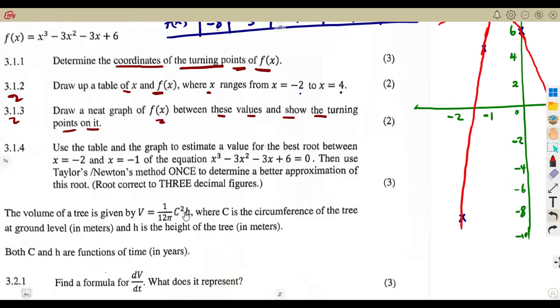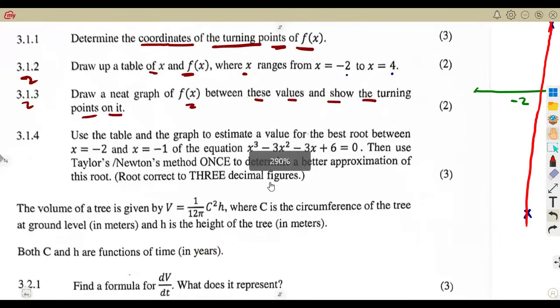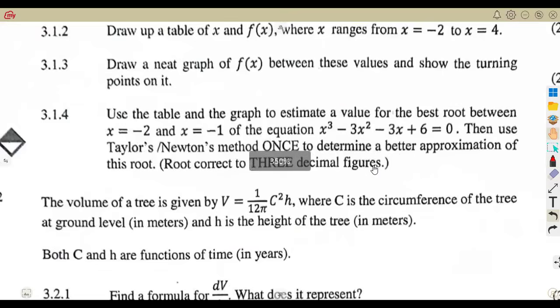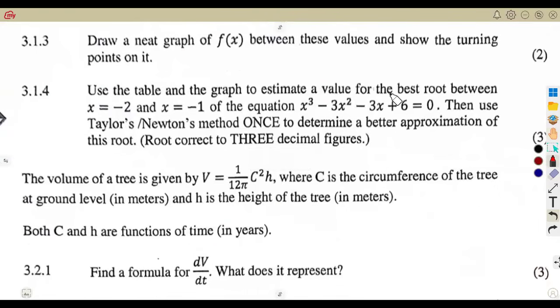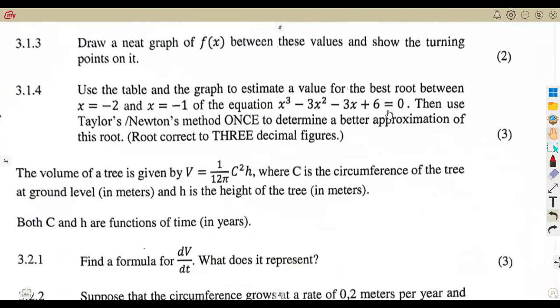Just like that. So let's consider the other part of our function, which is on 3.14. All right, on 3.14, they are saying use the table and the graph to estimate the value of x for the best root between x is -2 and -1 of this equation, then use the Taylor's. There's nothing about using the graph here, guys. To estimate this, we don't even need the graph. Given the values of x that you are given, we can estimate the best root between these two.